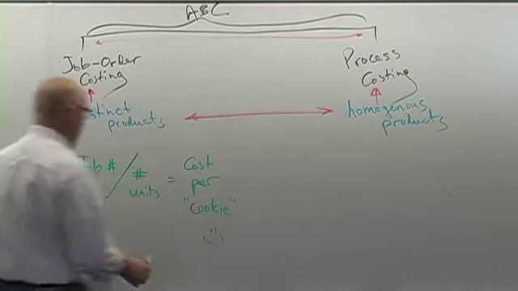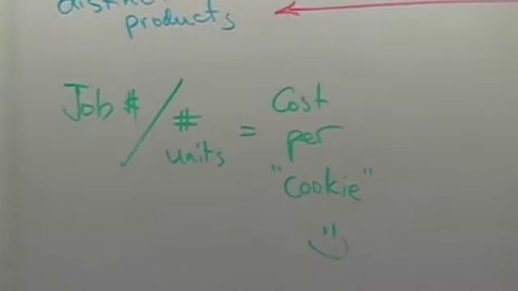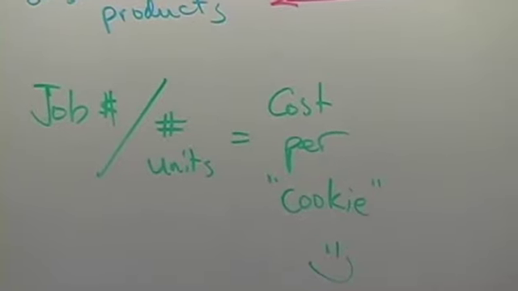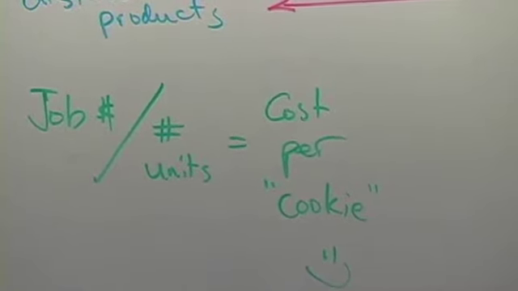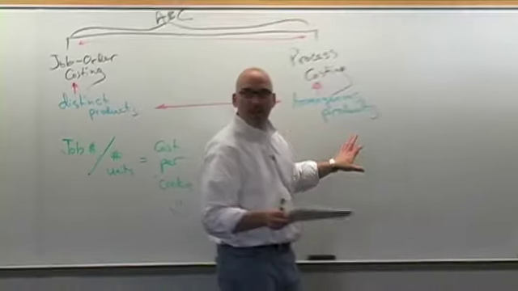cookie, right? That's not quite how we should say it. I mean, technically it's cost per unit, right? But since we were just talking about cookies, it's kind of fun to put cost per cookie on the board. And that's how you go about doing it, okay? For homogeneous, let's talk about homogeneous products now, okay?